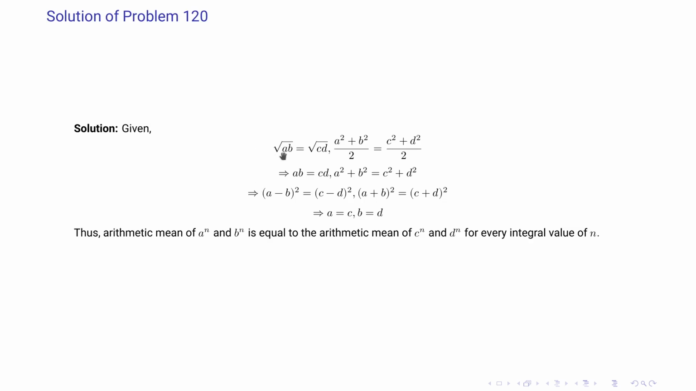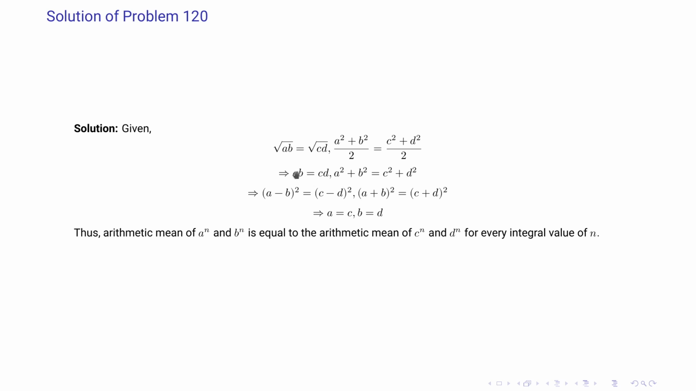So since the geometric mean of A, B and C, D are equal, we can write that square root of AB is equal to square root of CD. Arithmetic mean of A square, B square is equal to arithmetic mean of C square and D square. So we can write (A square plus B square) by 2 is equal to (C square plus D square) by 2. So we square the geometric means, we get AB is equal to CD, and we get A square plus B square is equal to C square plus D square.